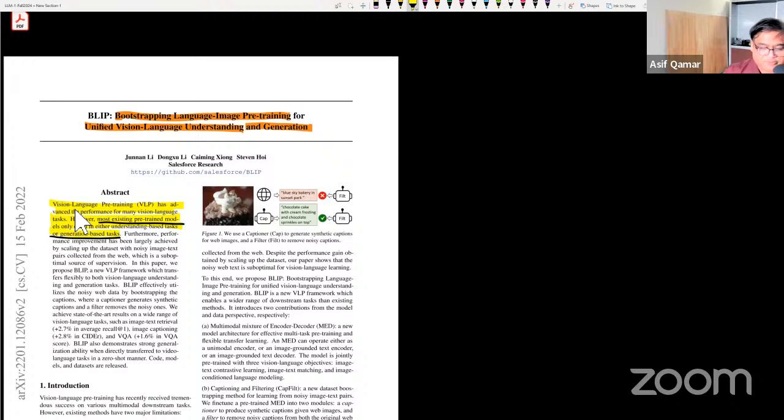Furthermore, performance improvement has been largely achieved by scaling up the dataset with noisy image text pairs collected from the web, which is a suboptimal source of supervision. What could they mean? More data has led to improved models. Nevertheless, that data set was quite noisy, because those image text pairs collected from the web are a suboptimal source of supervision, meaning the quality of the data for supervised learning is not good.